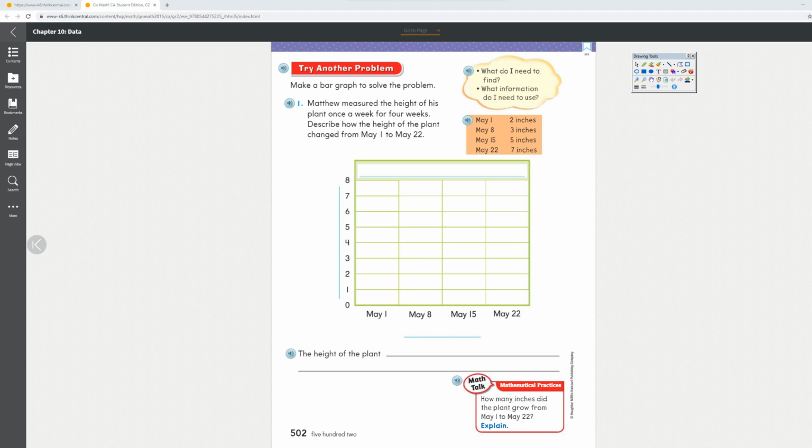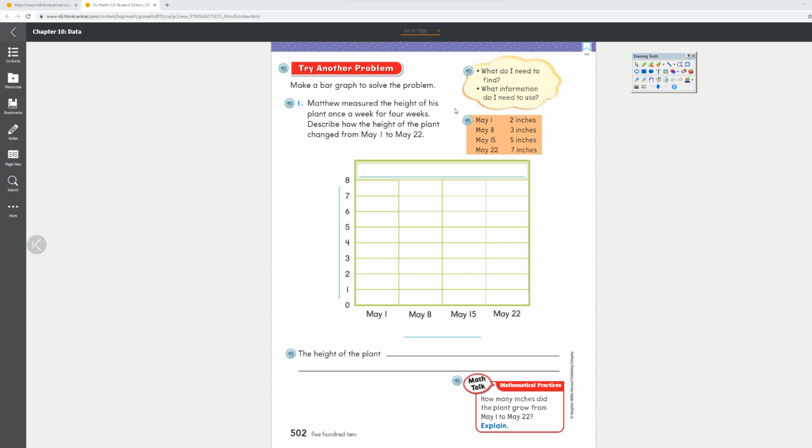Students, we are now on page 502. Try another problem. So make a bar graph to solve this problem. First, you need to figure out, what do I need to find and what information do I need to use to find it? So here's the problem for number 1.